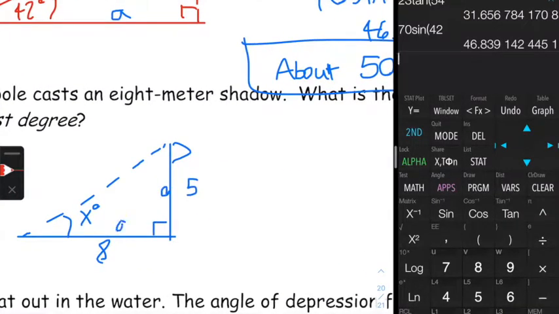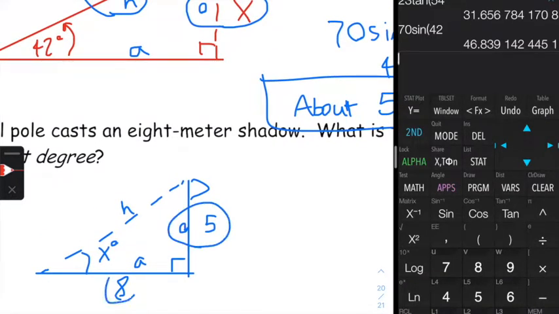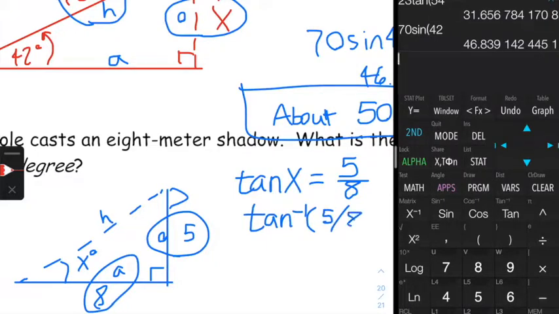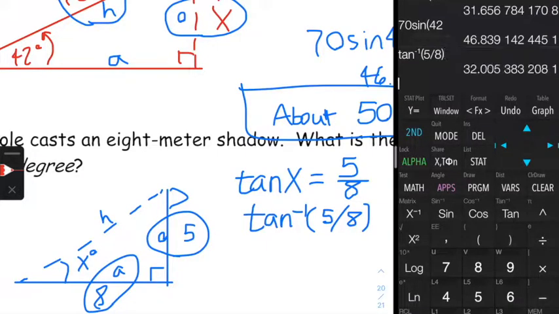And you have the opposite, adjacent, and hypotenuse sides here. So you will use the O and the A. We'll do tangent for that, so tangent inverse is what we're going to have to use. Tangent of X is 5 over 8. Then we'll do tangent inverse to undo that and solve for the angle. Make sure you hit second and then tangent, and then 5 divided by 8. And that's about 32 degrees.